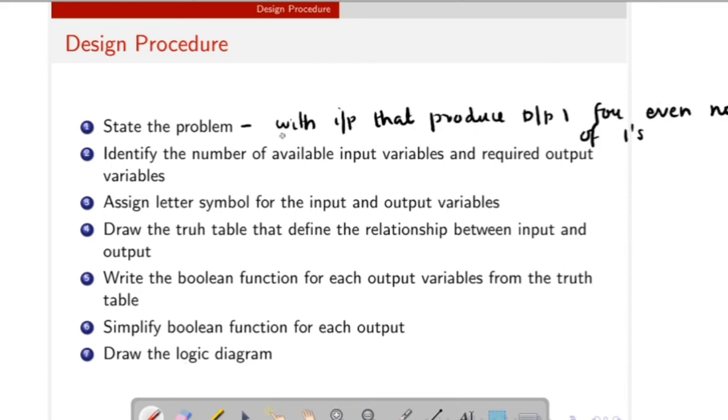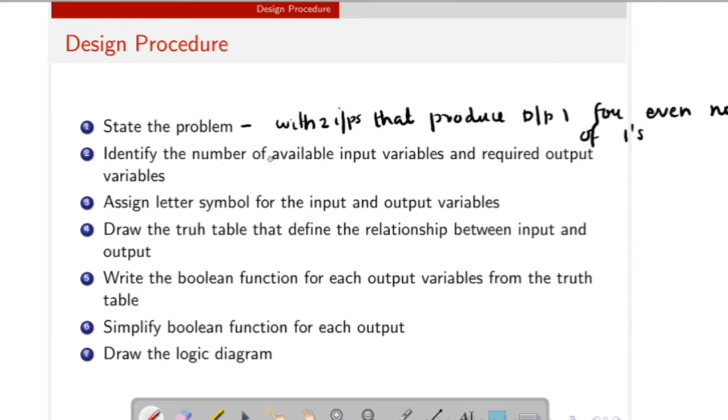Suppose we have a problem to design a combinational circuit with 2 inputs that produce output 1 for even number of ones. So this is the statement of the problem: design a combinational circuit with 2 inputs that produce output 1 for even number of ones.